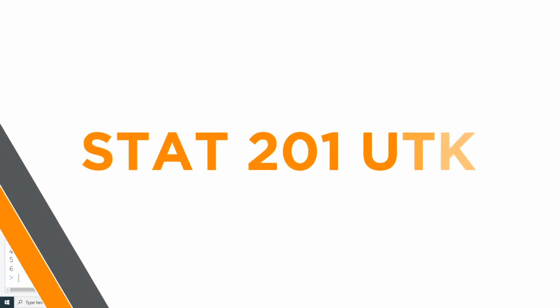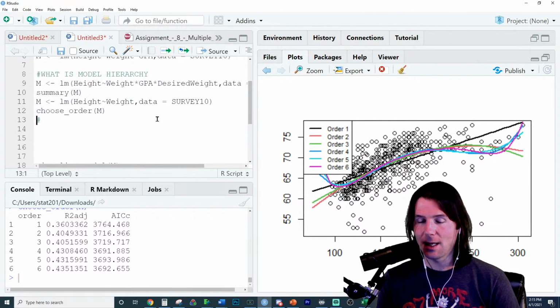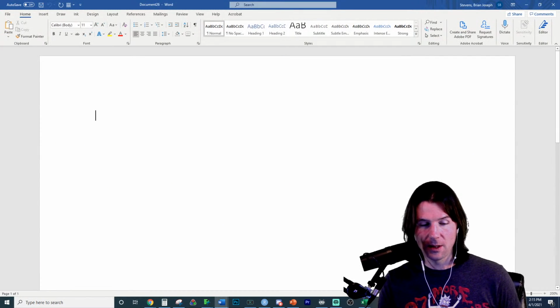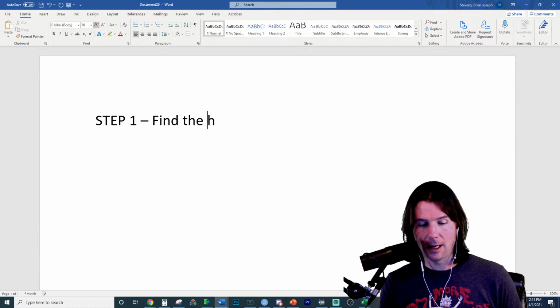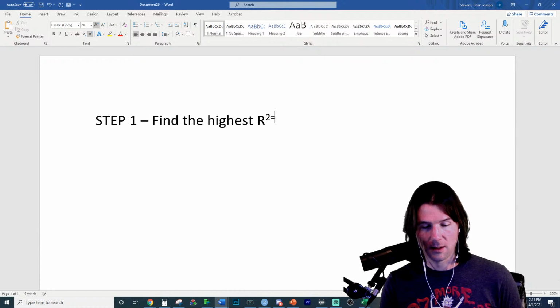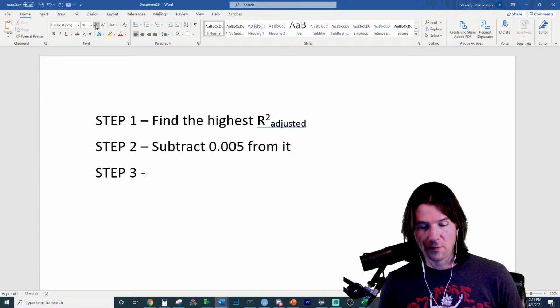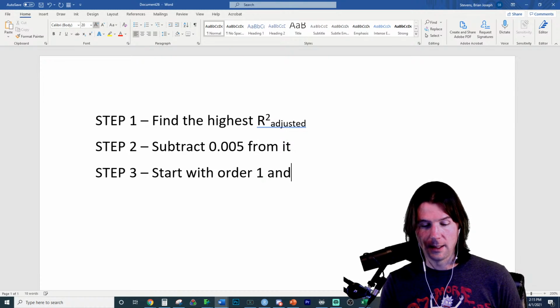Let's do it. Okay, so reading this output right here, we have 3 steps. Let's write down the 3 steps for doing it. The 3 steps for reading this output are: step 1, find the highest r squared adjusted. Step 2, subtract 0.005 from it. Step 3, start with order 1 and see if it meets this standard.